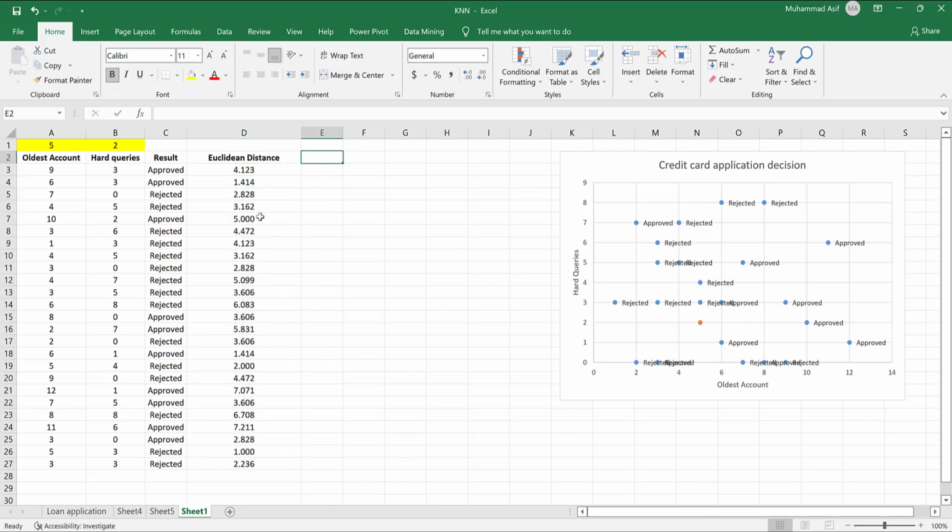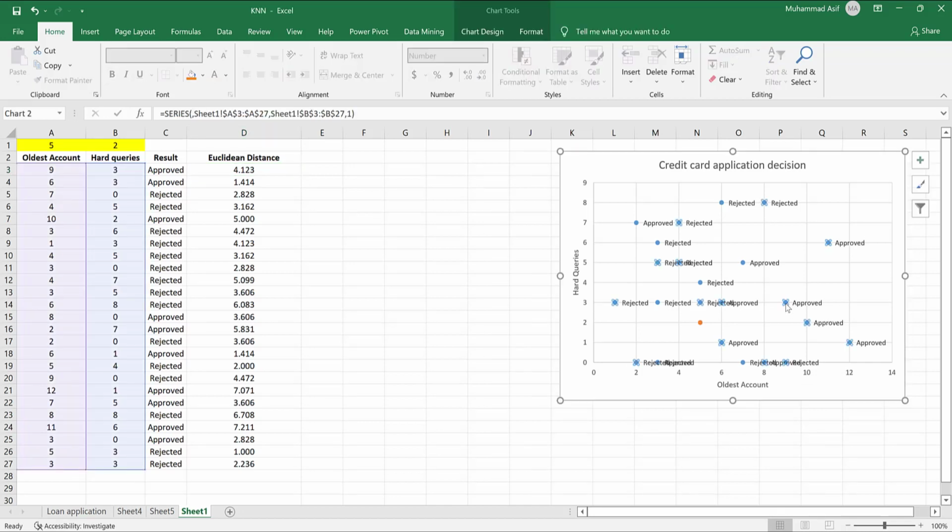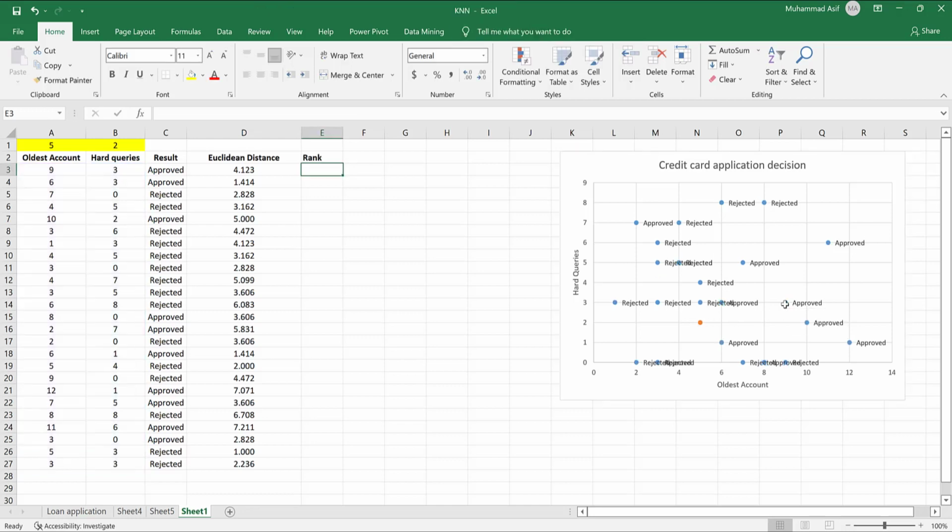This Euclidean distance shows the distance of our query point from these data points. For example, this is 4.123, and our data point here is 9 and 3. Oldest account is 9 and hard query is 3. So the first one is this one, and 4.12 is the distance of our query point from this one. So the distance between them is 4.123, the linear distance.